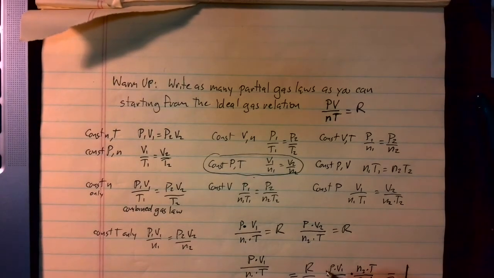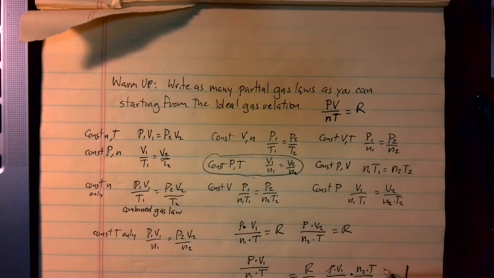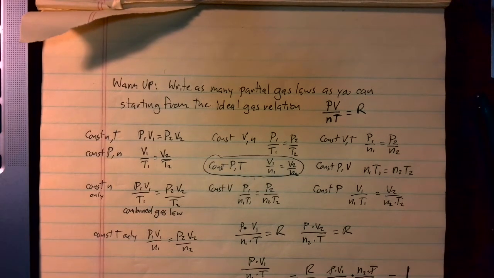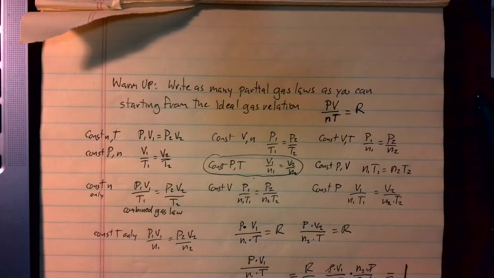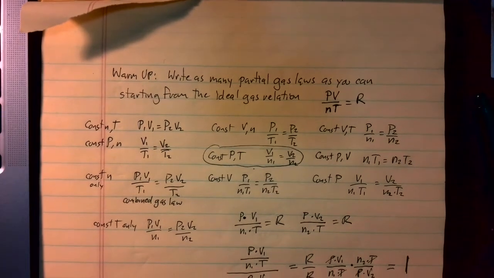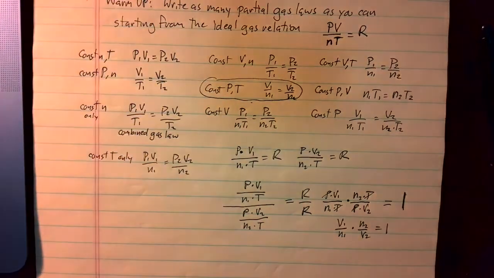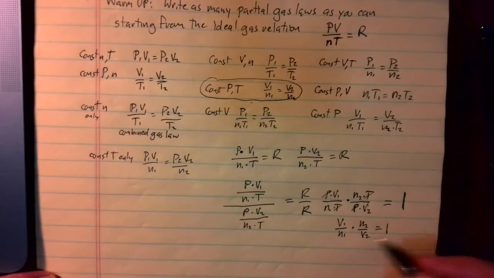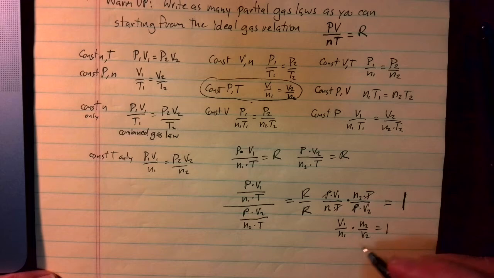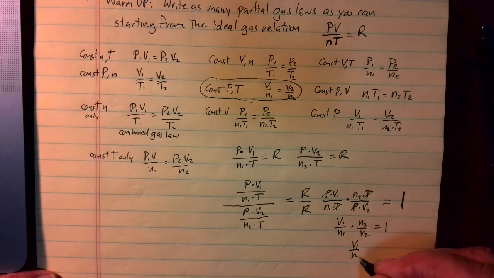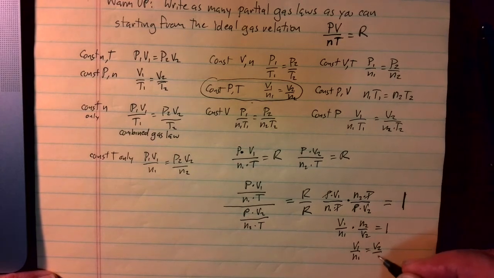Well, you can see that P and T cancel right out, and now we have V1 over N1 times N2 over V2 equals 1. And what I can simply do is bring my V2 and N2 over to the other side by multiplying both sides by V2 and dividing both sides by N2, and I get V1 over N1 equals V2 over N2.